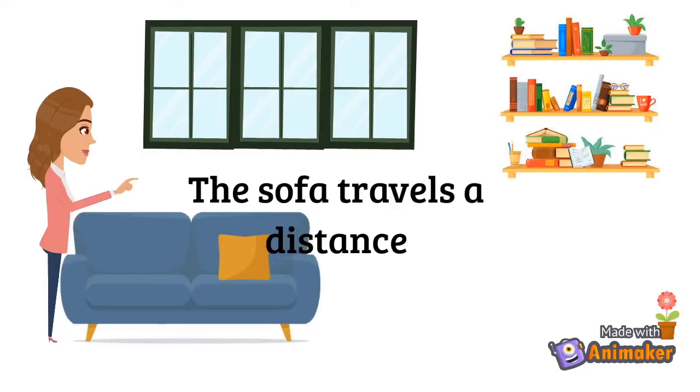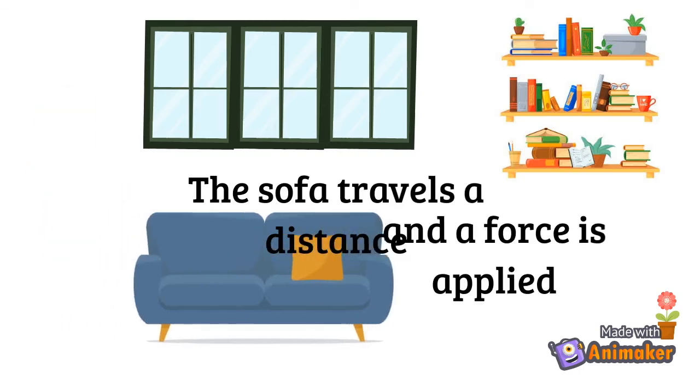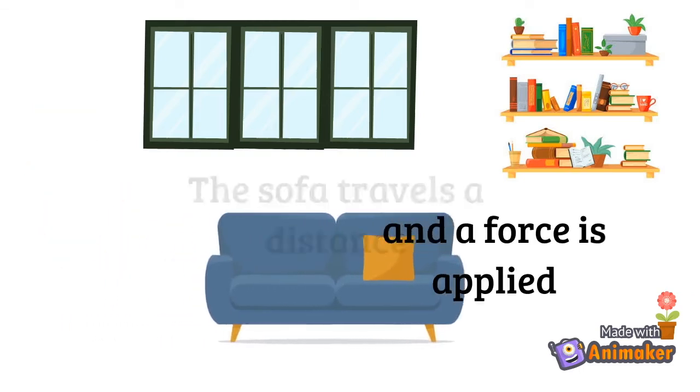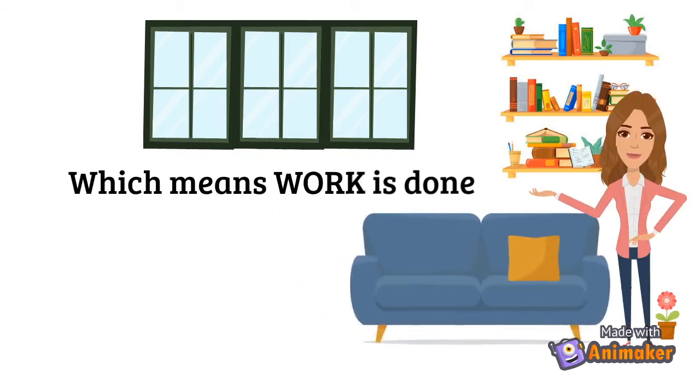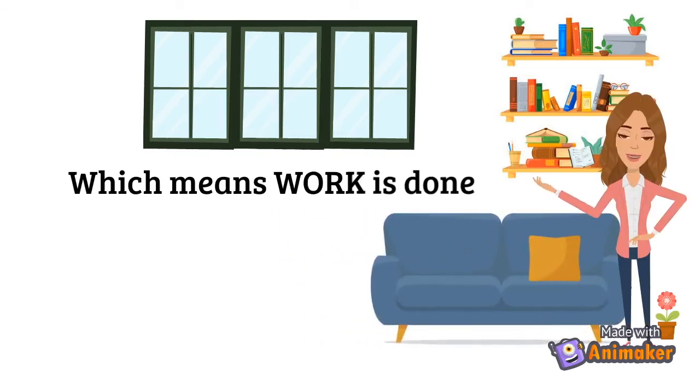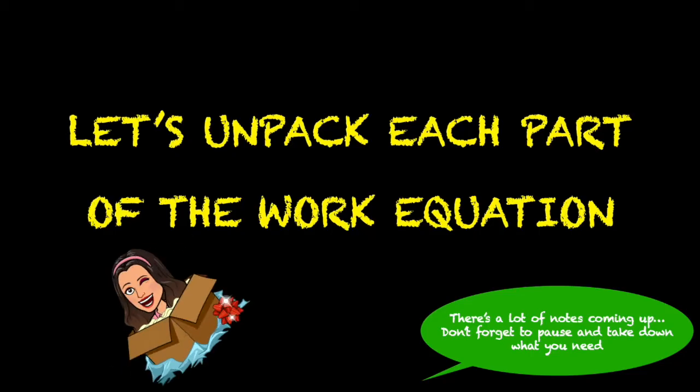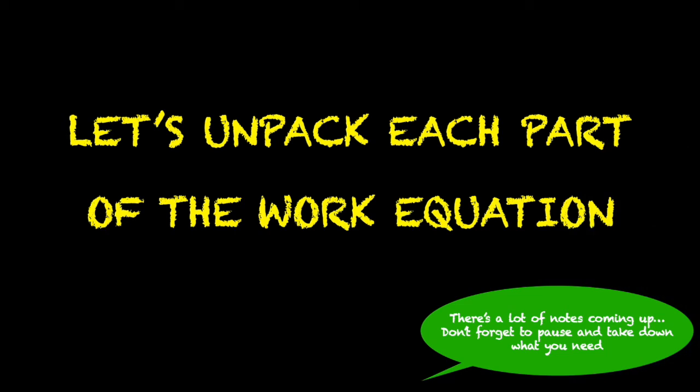So if we're looking at a practical example, if we exert a force on the sofa, it travels a distance. It only travels this distance because a force is applied to it. And by doing this, we say that work is done. So these are the variables used in the work equation. Now, let's unpack each part of the work equation so we know exactly how we can use it.